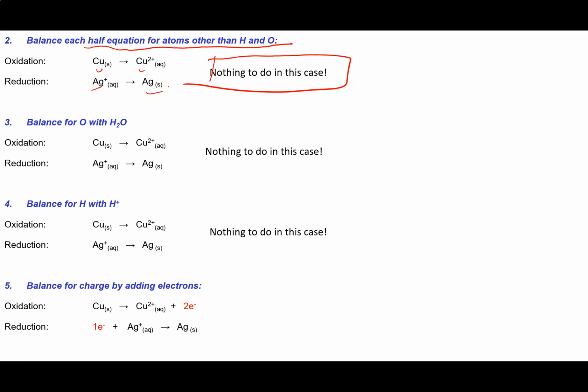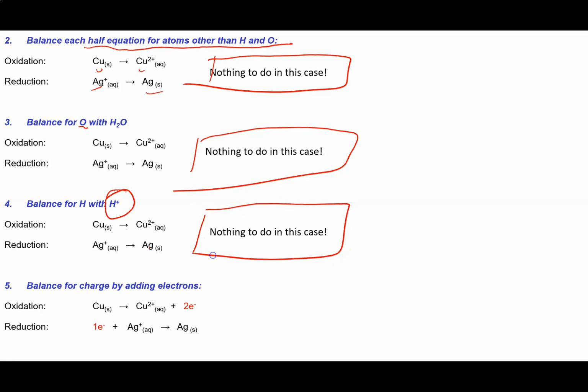So it's pretty easy. Then what we do is we balance for oxygen by adding water. And again, in this case, nothing to do because there is no oxygen. So we just keep on moving. Our 4th step is to balance for hydrogen with H+. And again, in this case, there's nothing to do. So, there's 3 out of the 8 steps that we're just going to cruise on through.